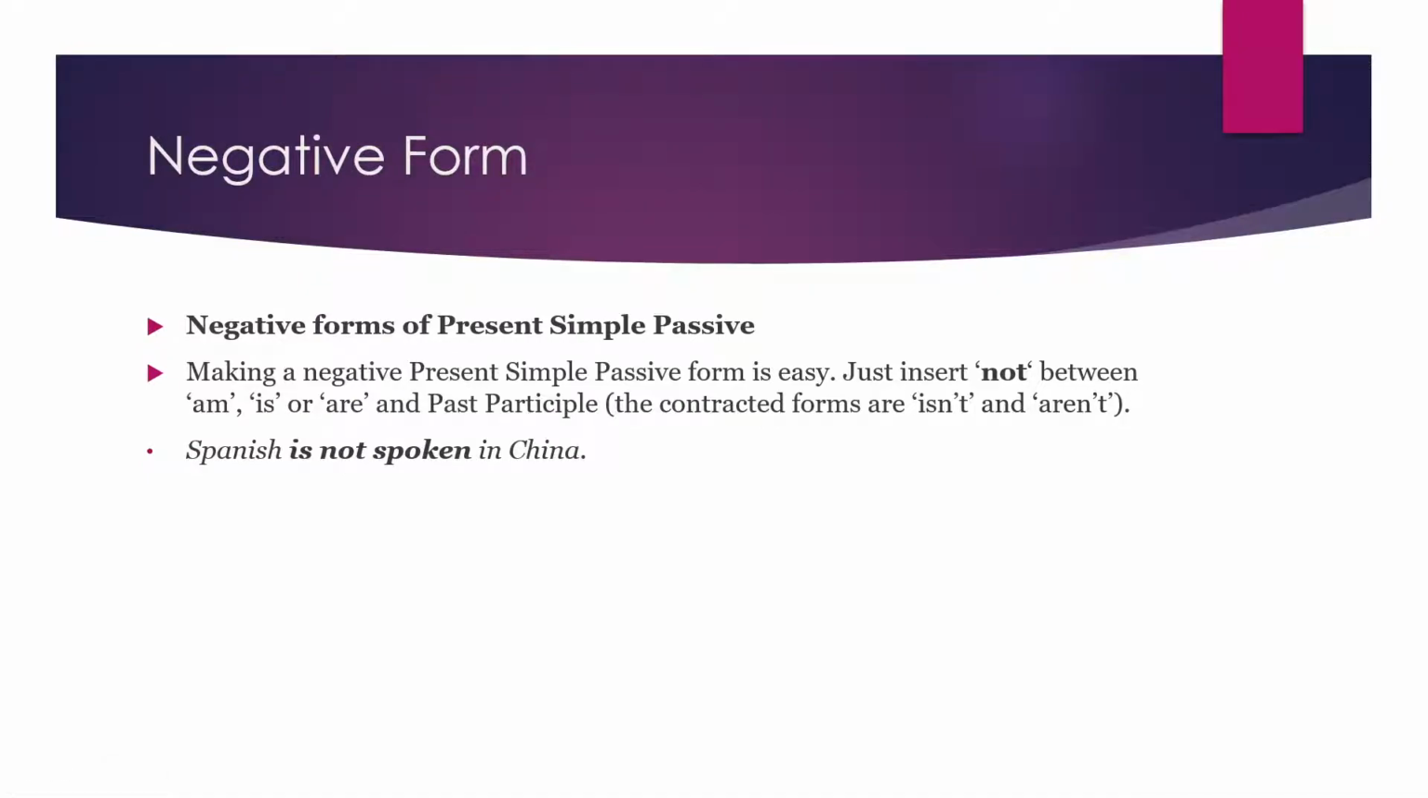When we're using the negative form of present simple passive, okay, it's quite easy. Just insert not between am, is, or are and the past participle. So, Spanish is spoken in China. Is it? No, we want the negative form. Spanish is not spoken in China. Okay, because we're focusing here on Spanish, not China.